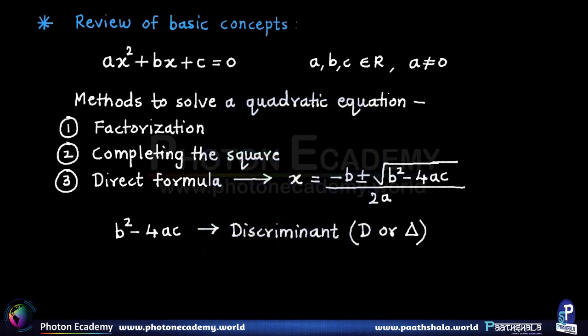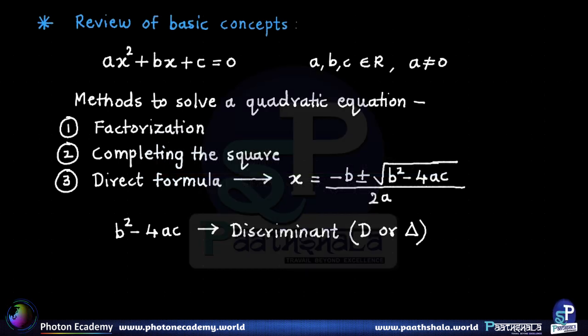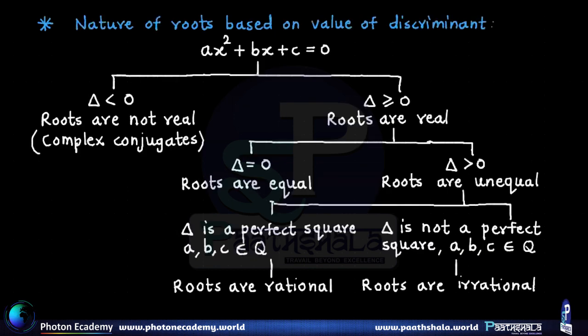Now this quantity b² - 4ac is called the discriminant, which is denoted by either D or delta. This is a very important parameter because the discriminant tells us about the nature of roots of the quadratic equation. So let us see how the discriminant distinguishes between the different types of roots. So here this chart gives us that particular classification.